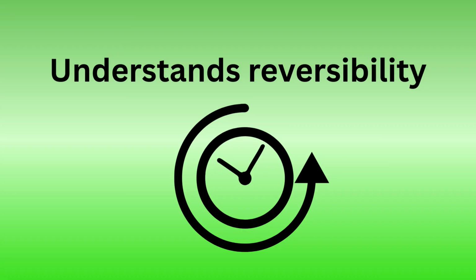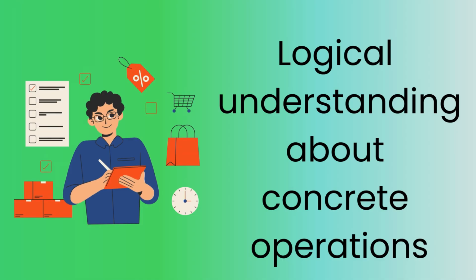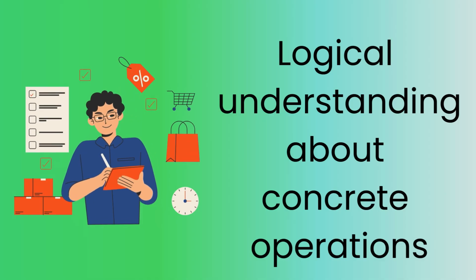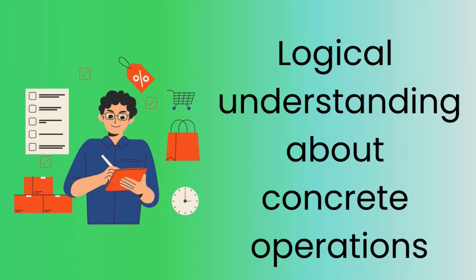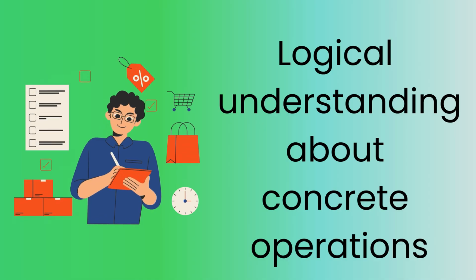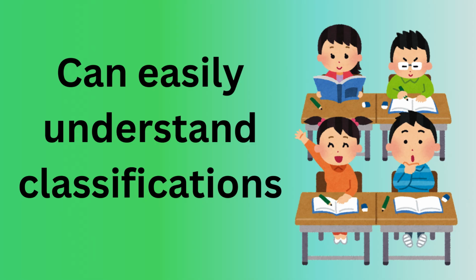They can also understand reversibility. Reversibility means, for example, if we put something, they can also understand how to keep it back. So reversibility is also understood in this stage only. They also have logical understanding about concrete operations. What do concrete operations mean? Doing additions, subtractions, or counting numbers. This kind of logical thinking they start in the third stage. All these stages and the key terms like object permanence, and egocentric behavior in which stage, you remember carefully.